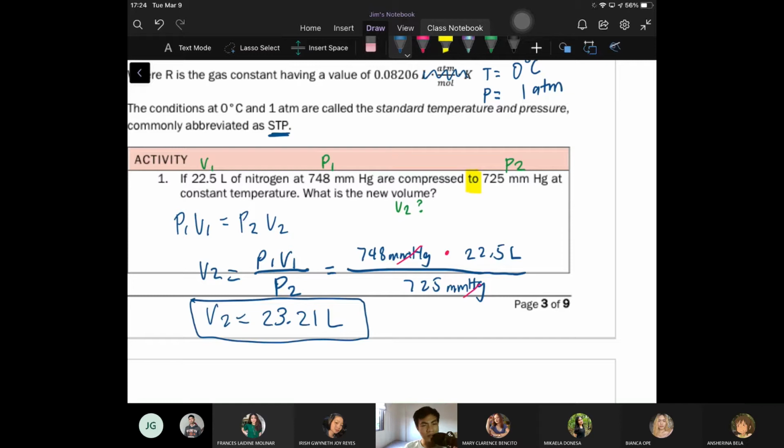Does it make sense? It does. Kasi ano nangyari? Bumaba yung pressure. So, according to Boyle's law, the volume must increase, because the relationship of the two ay inverse. Ibig sabihin, pag tataas yung isa, bababa yung isang variable. Bumaba yung pressure, so that means dapat tumaas yung volume. Okay? So, ganun lang. Easy lang, di ba?